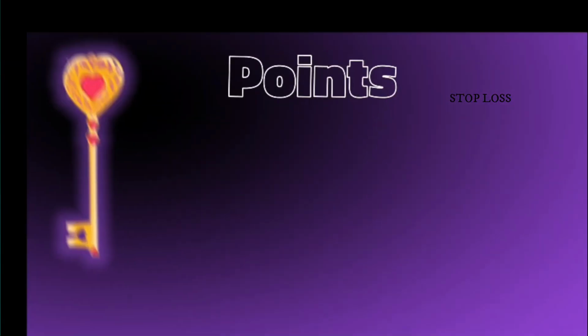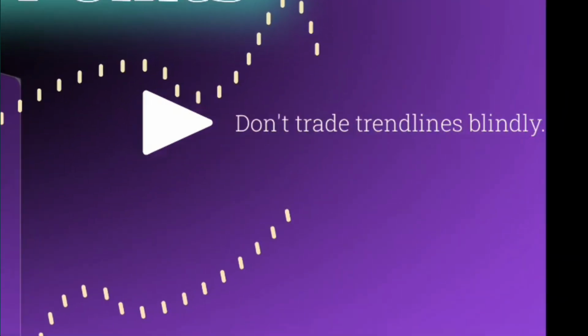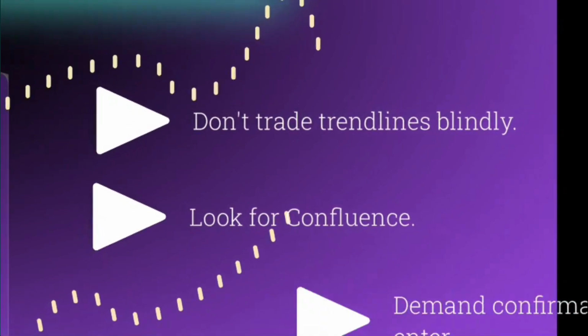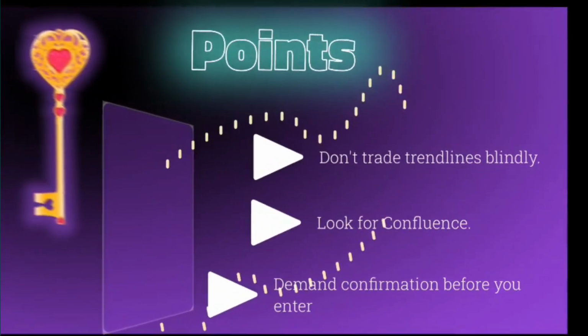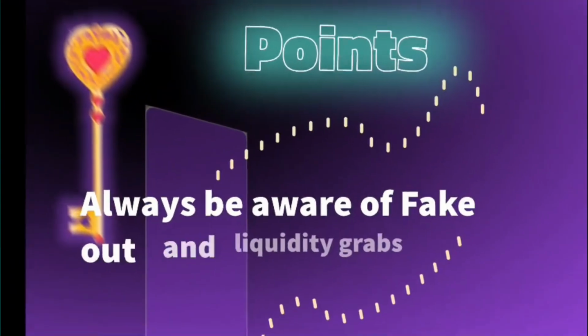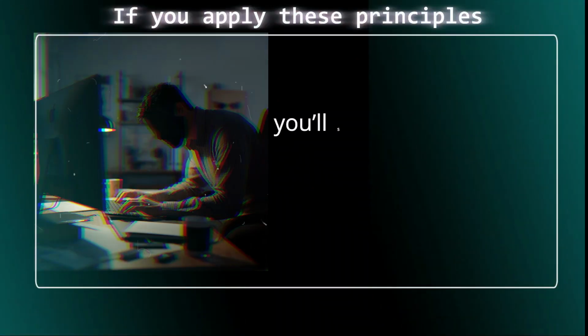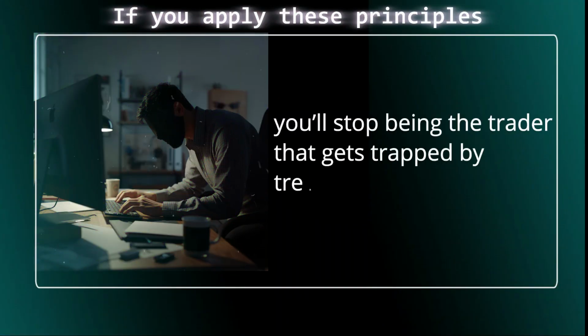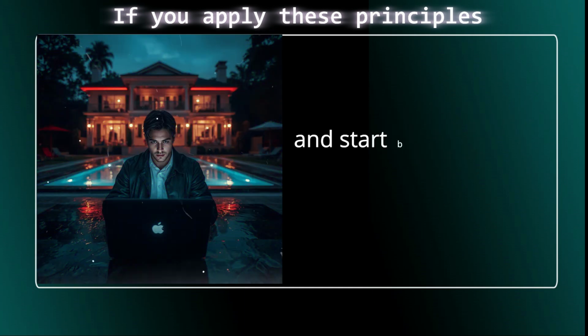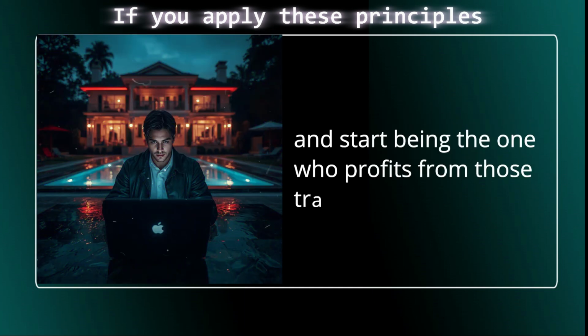So the key point to notice here is, don't trade trend lines blindly. Look for confluence. Demand confirmation before you enter, and always be aware of fake outs and liquidity grabs. If you apply these principles, you will stop being the trader that gets trapped by trend lines and start being the one who profits from those traps.